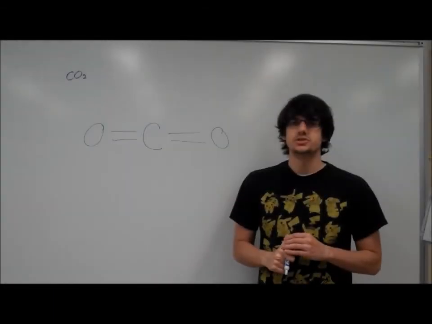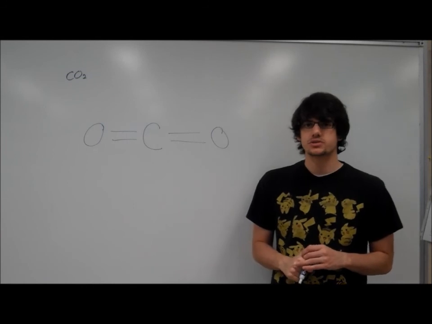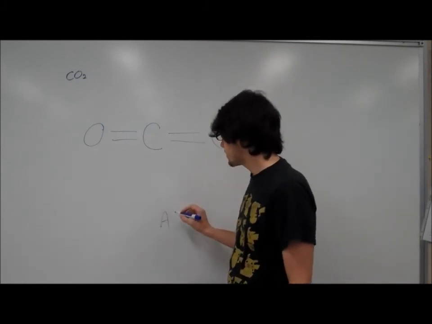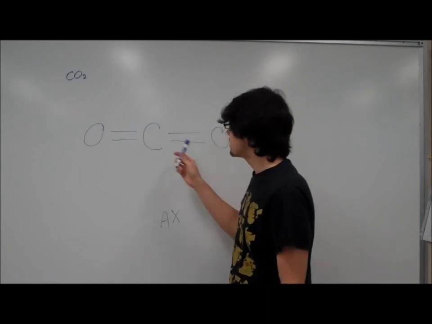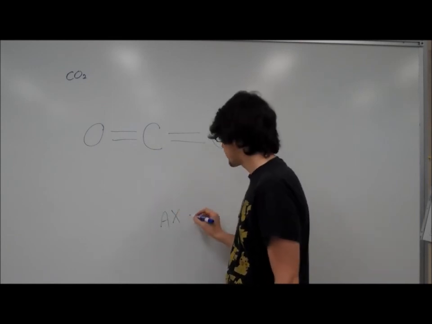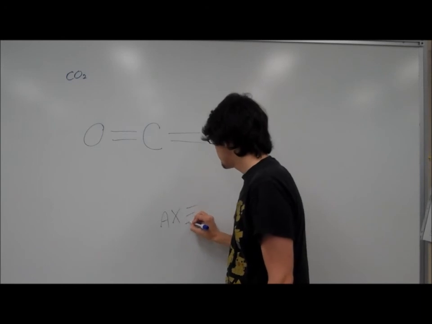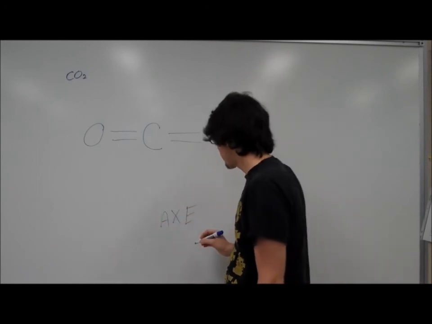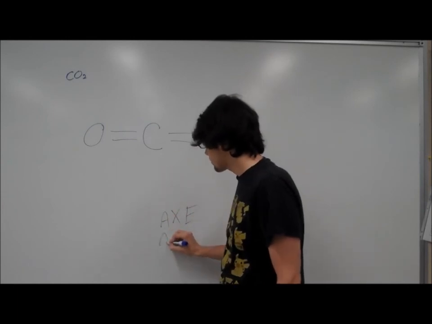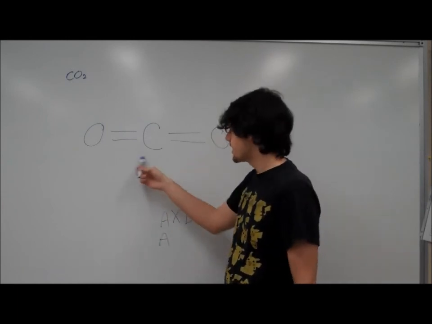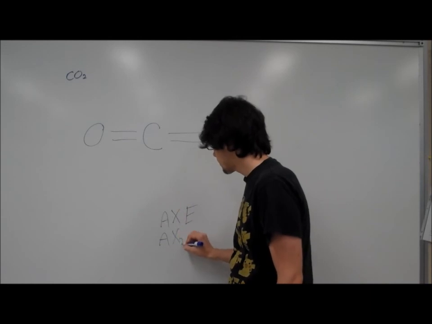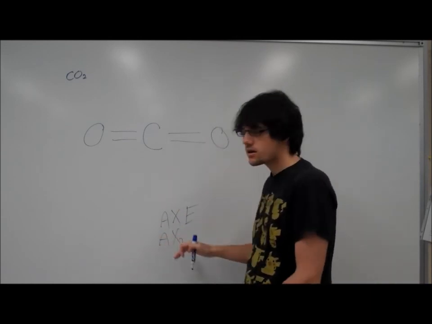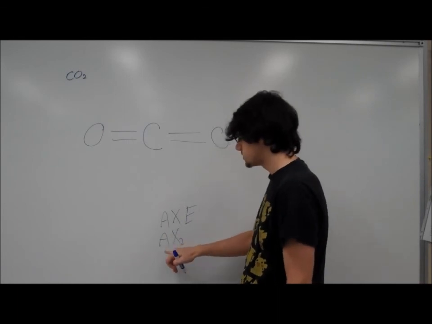We will now determine the geometry of our carbon dioxide Lewis structure using the AXE method. A, of course, being our central atom, X being the bonding atoms that are bonded to the central atom, and E being the number of lone electron pairs on the central atom. Look here, we have A, central atom. We have 2 bonding atoms and 0 lone electron pairs. So you can leave the E off. So your AXE formula would just be AX2.